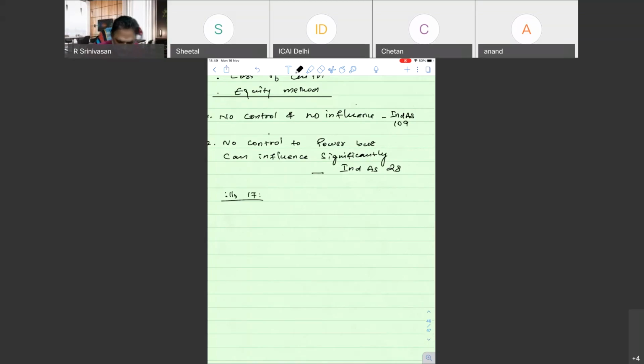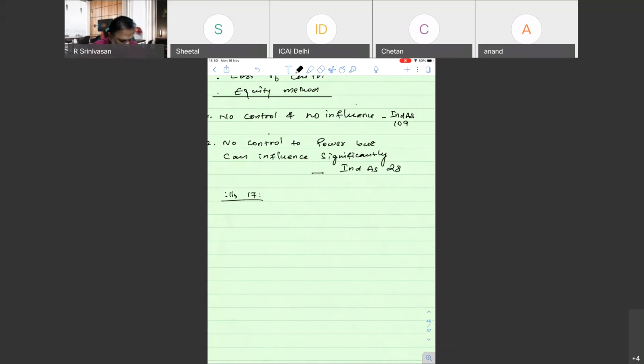Right. So here first, P's investment entitles it to 20% voting power and significant influence over Q. So there is no control or power, but there is significant influence. So what we have to use is Ind AS 28, and Ind AS 27 is for the separate financial statement. Right. So they have given the answer C here.